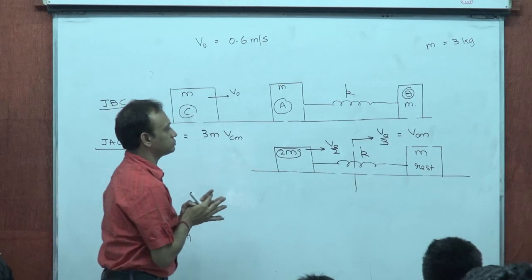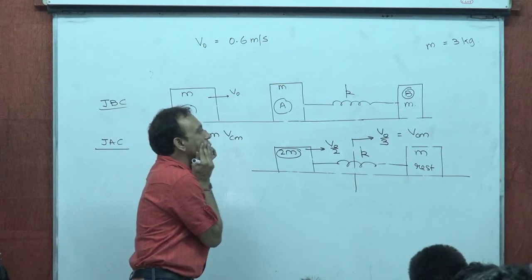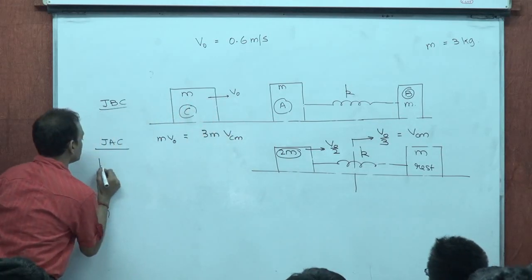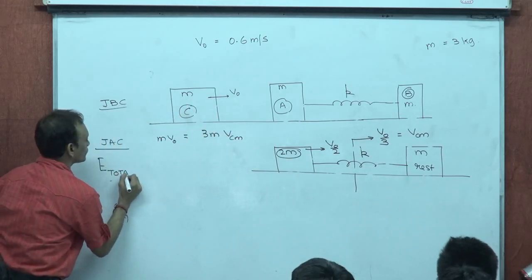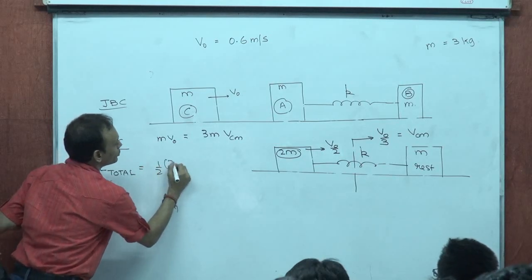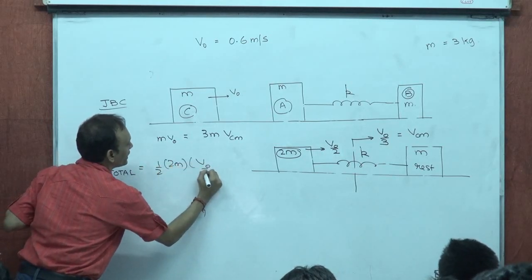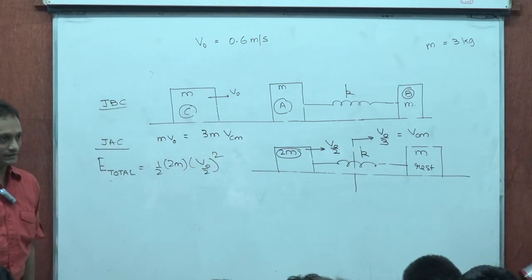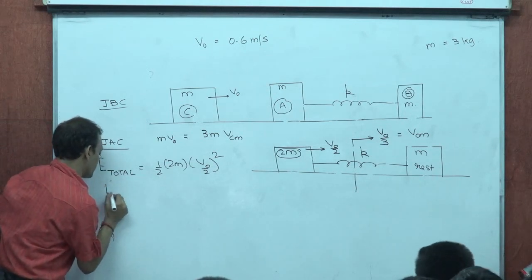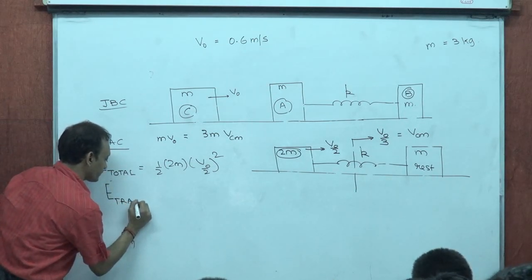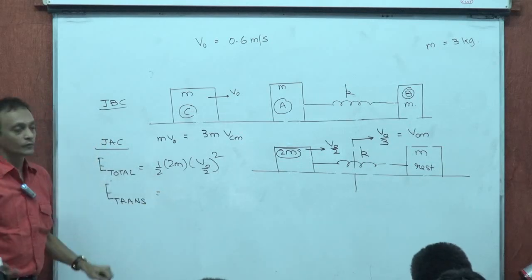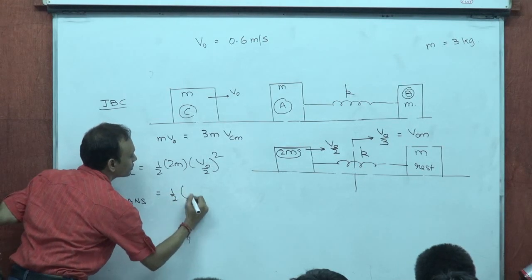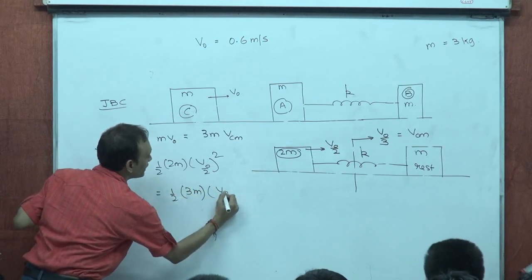Now, what's the total kinetic energy of the system? Half of 2m into v naught by 2 whole squared. That's the total kinetic energy of the system to begin with, right? There is an energy of translation which is built into the center of mass. So that's going to be half of 3m into v naught by 3 whole square.